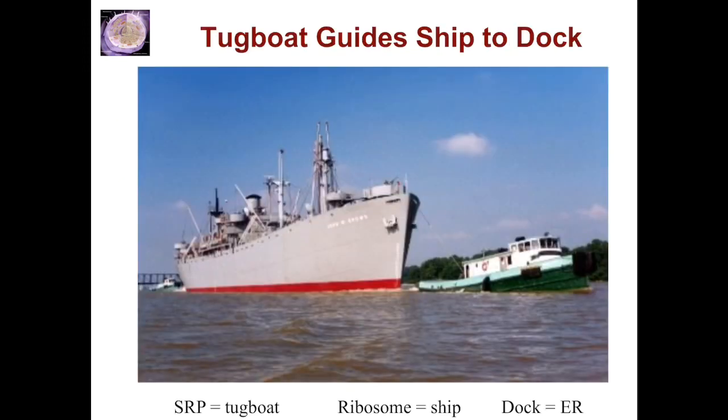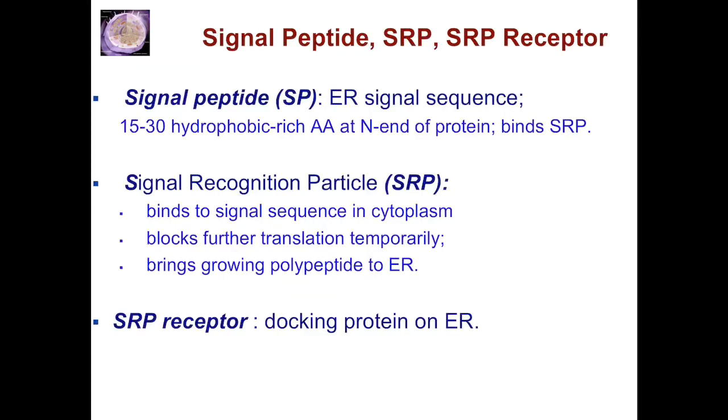So my analogy to this is a tugboat guiding a ship to a dock. The tugboat is going to be our special molecule called the SRP. The ribosome is the huge ship, and the dock that we're trying to get to is the ER. So I'm really talking about co-translational import. How do we get a protein to the ER membrane?